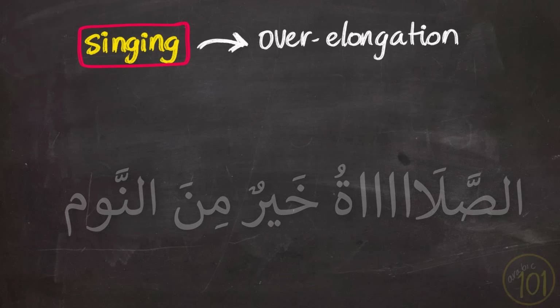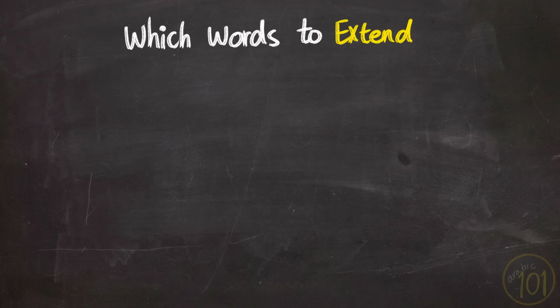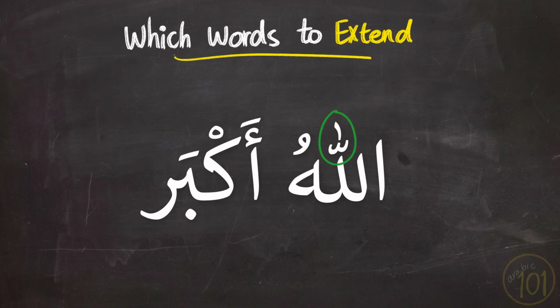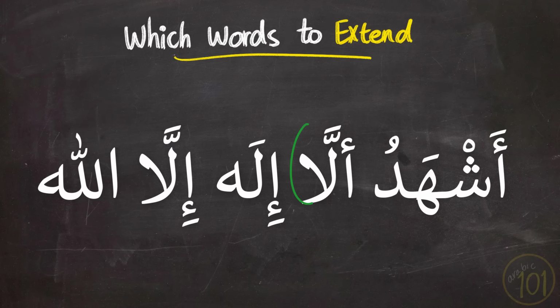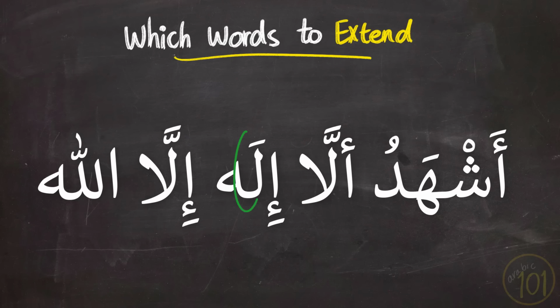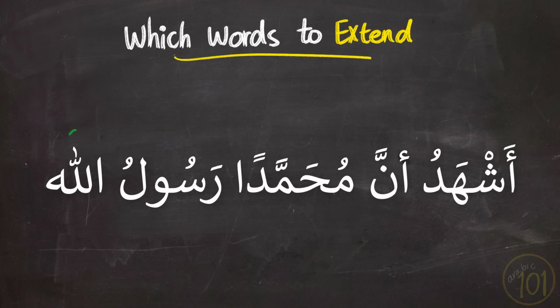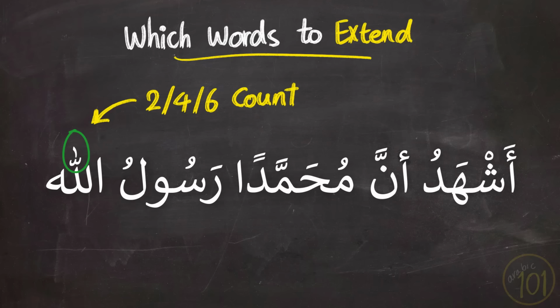Here are the words that you may elongate in the adhan and for how many harakat or counts. In the first line, the alif before the ha in the honored word should be elongated for 2 counts. In the second line, the word Allah can be elongated for 2, 4, or 5 counts. Then the word ilaha for 2 harakat. The honored word in this position can be elongated for 2, 4, or 6 harakat. And in the second shahada, you can extend the honored word also for 2, 4, or 6 harakat.